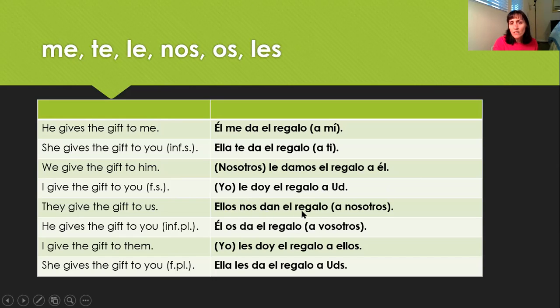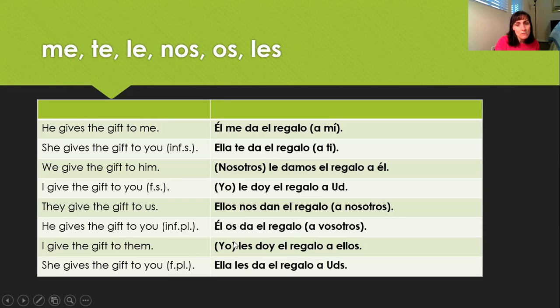Ellos nos dan el regalo a nosotros. They give the gift to us. Él os da el regalo a vosotros. He gives the gift to you, informal plural. And again, it's in parentheses, you can leave it out. The os refers to a vosotros. You could put it in there for emphasis, but it's kind of redundant. You don't really need it. The os is mandatory. The a vosotros does not need to be there. It's optional.